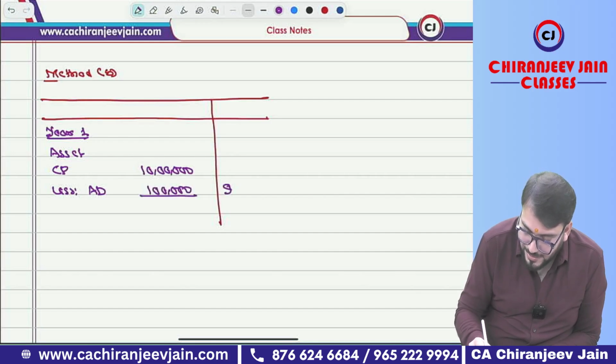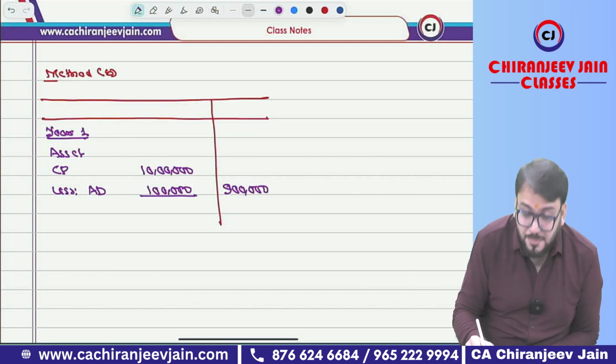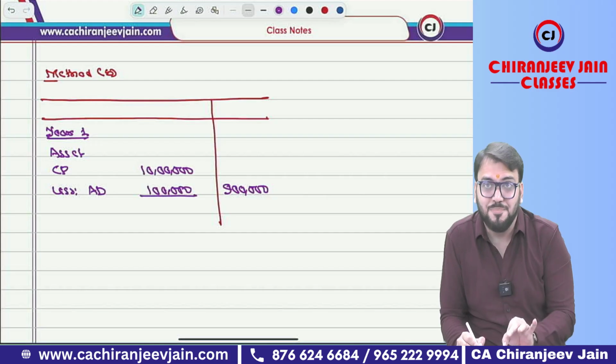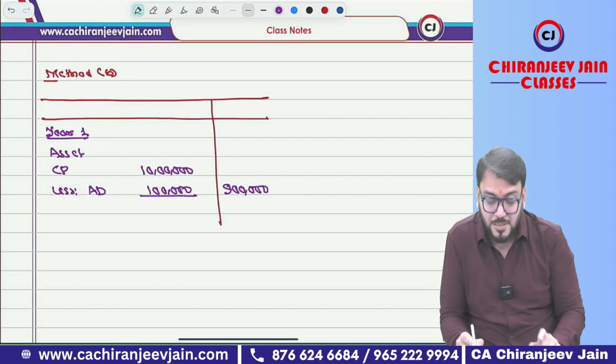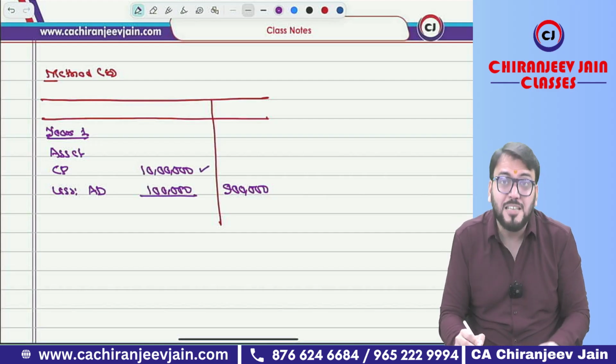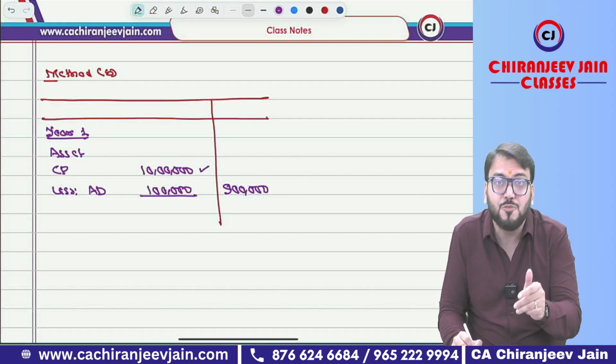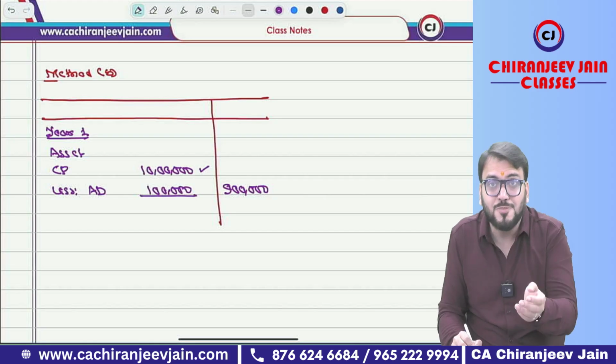1 lakh. So it is 9 lakh only. Means ultimately the total in the balance sheet remains same, but the presentation differs. You can see here we are writing the cost price less accumulated depreciation, means we are just informing the user what was the cost price and how much depreciation has been deducted from this.